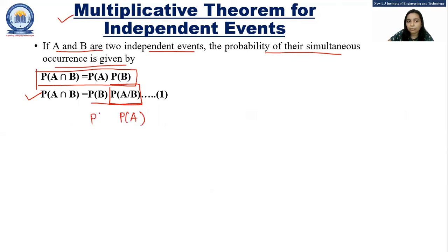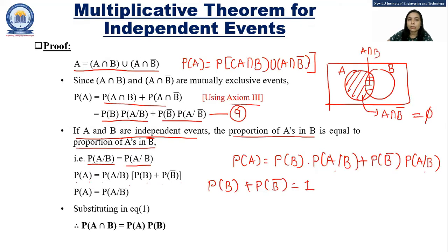So we can put that value into this equation number 1. So we will get P(A intersect B) is equal to P(B) into P(A), that is nothing but equal to P(A intersect B) is equal to P(A) into P(B). So that is about the multiplicative theorem for the independent events.